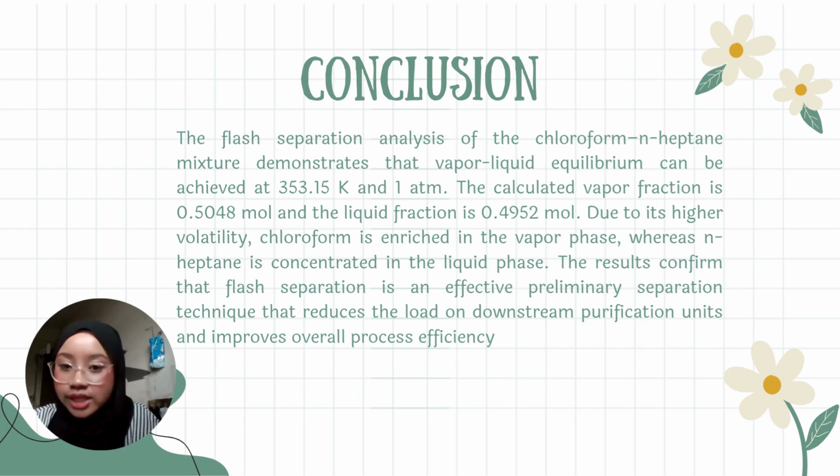Due to its higher volatility, chloroform is enriched in the vapor phase, like I mentioned, in real-life applications the top stream, whereas n-Heptane is concentrated in the liquid phase, which is known as the less volatile component. So the result confirms that flash separation is an effective primary separation technique that can reduce the load of downstream purification units and improve overall efficiency.